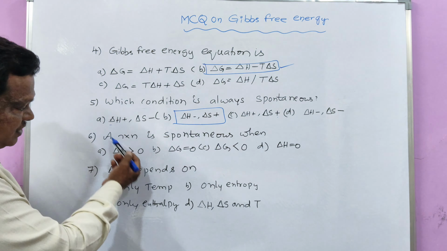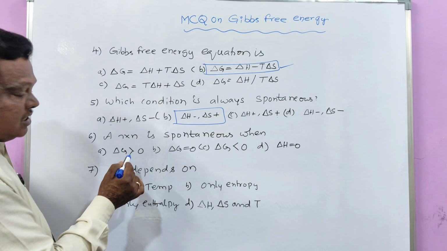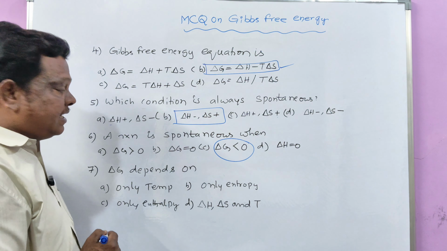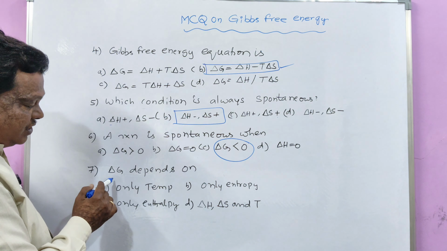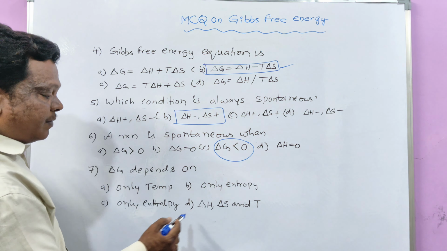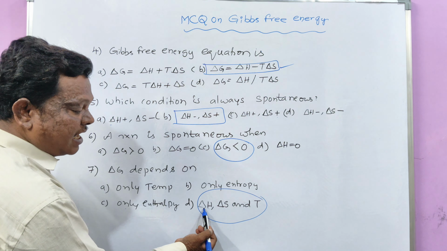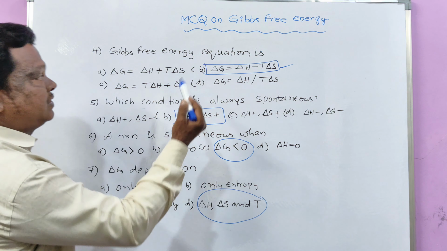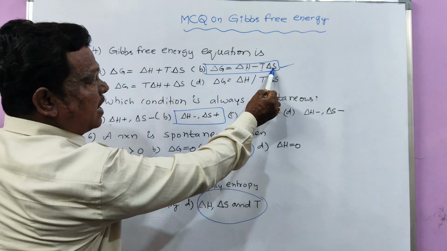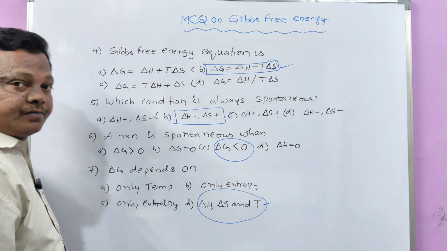So coming to this question, a reaction is spontaneous when delta G is greater than 0, delta G is equal to 0, or delta G is less than 0. This is the right answer for this question. And next question, delta G depends on only temperature, only entropy, only enthalpy, but delta G depends on these three conditions, that is delta H, delta S, and temperature. So in the Gibbs free energy equation, H is the enthalpy, T is temperature, and S is entropy. So delta G depends on these three conditions.